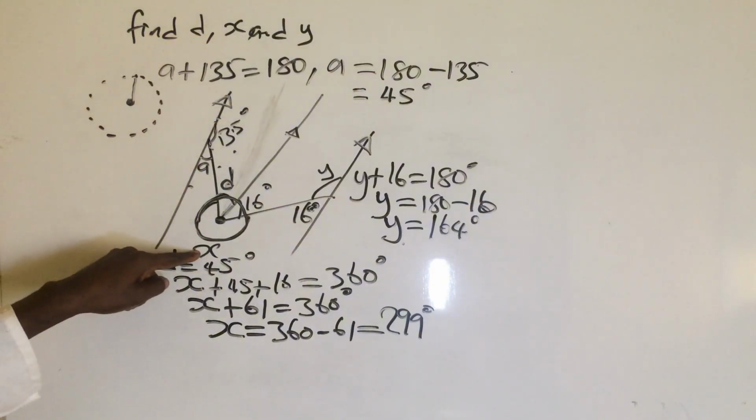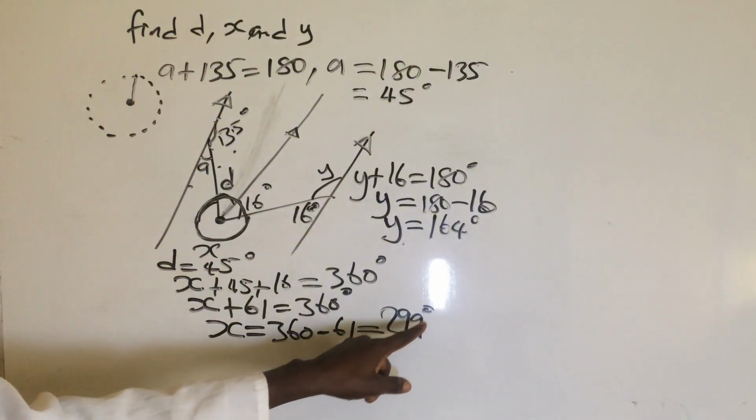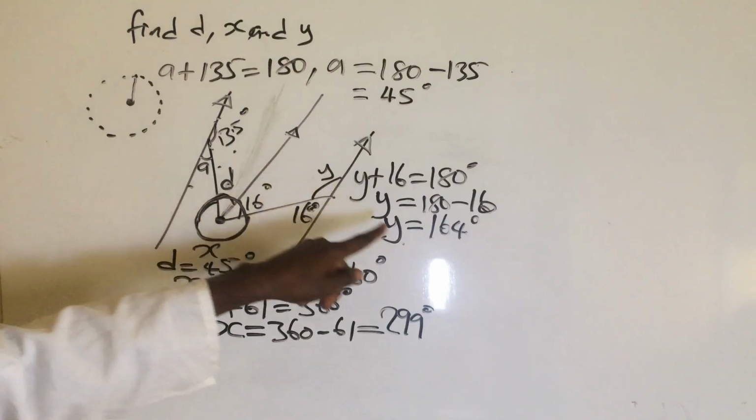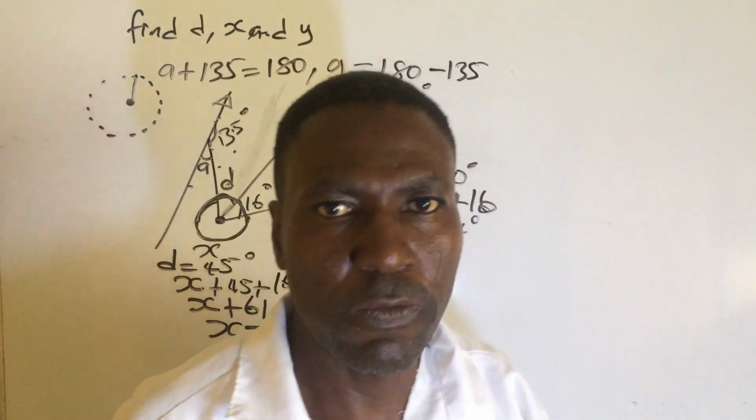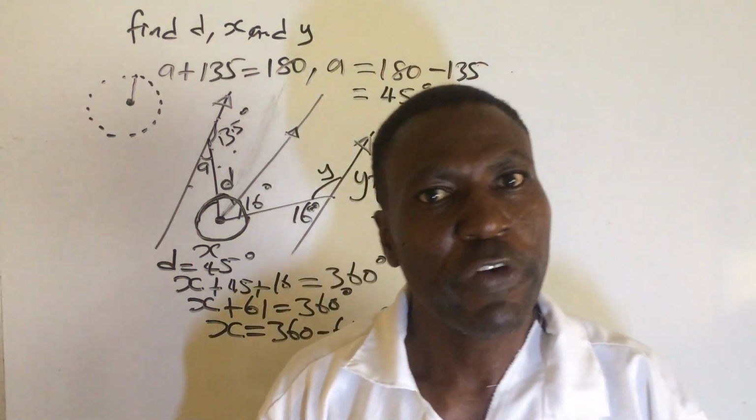So therefore d, which is here, is 45 degrees. x, which is here, is 299 degrees. Then y is 164 degrees. This is how to solve this kind of mathematics. Very easy and simple.